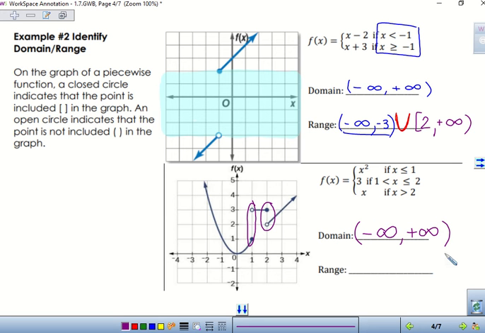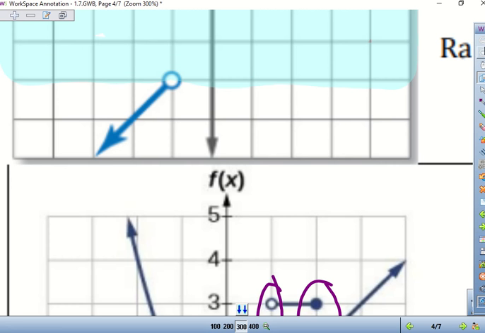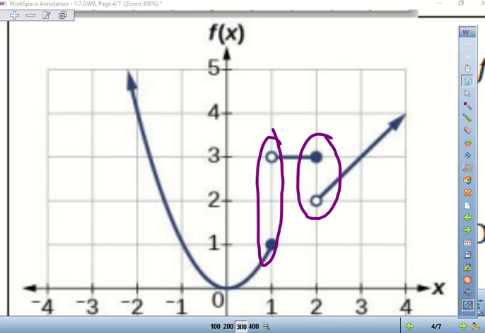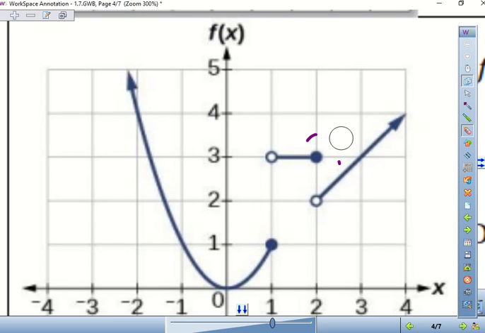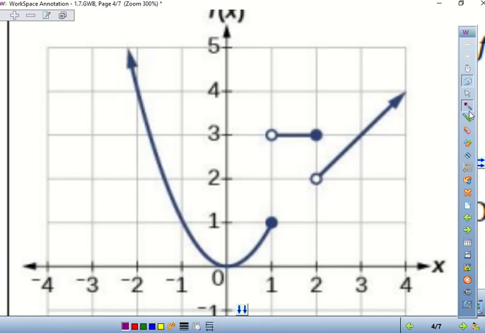And another quick question for you guys, just something to think about. Would this function pass the vertical line test, or this relation rather? Who says yes? Okay, who says no? All right, let's think about it for a second. So, if we were to draw a vertical line, maybe like right here, I'm thinking this is where you guys think it's a no. If I drew a vertical line here, how many points on the function do we actually touch? One, because it's the open circle.